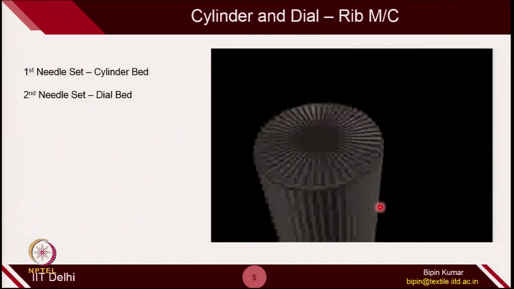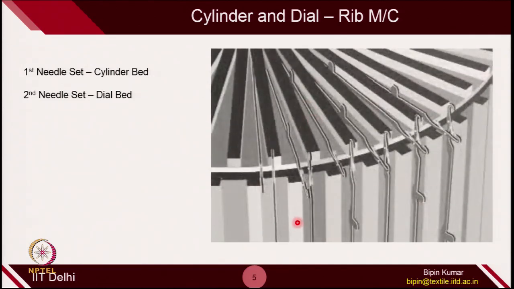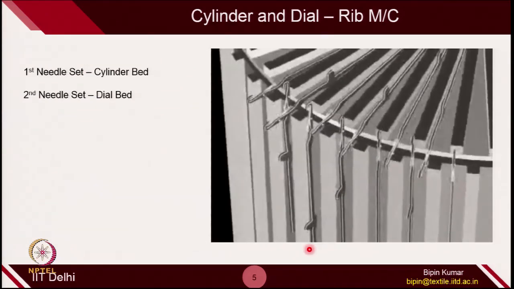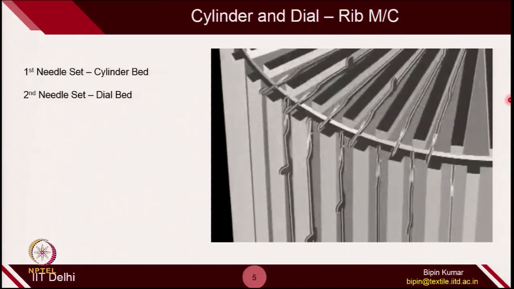Here I have a small animation where you can see how the needles are placed and how they take part in movement while making fabric. Here you can see there are two beds. The circular disc is the dial and the vertical cylinder is called the cylinder. Two needles are placed and they are doing reciprocative movements. Cylinder needles do reciprocation in the vertical direction. On the dial, the needle does reciprocation along the radial direction.